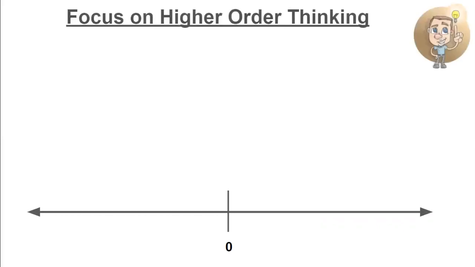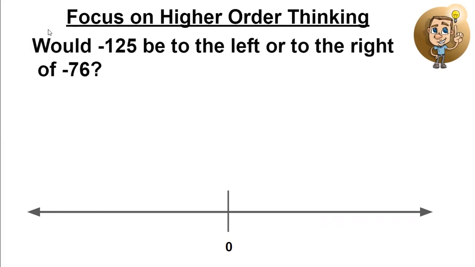Okay, ready? We're going to focus on a little higher order thinking here. We got a number line, but notice how the numbers are missing, except for 0 in the center there. So we're going to do a little bit of thinking here. Would -125 be to the left or to the right of -76? Let's plot -125 and -76 on our number line.